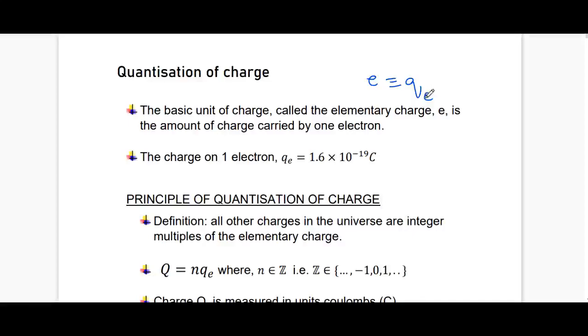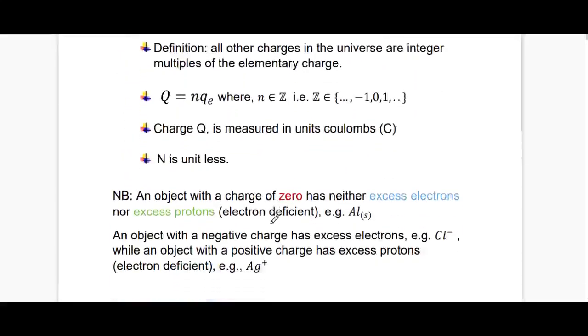This second point also illustrates that. The charge on one electron, Qe, is 1.6 times 10 to the power minus 19 coulombs. At the back of your question paper you will find this on your data sheet, so you must be able to use that.